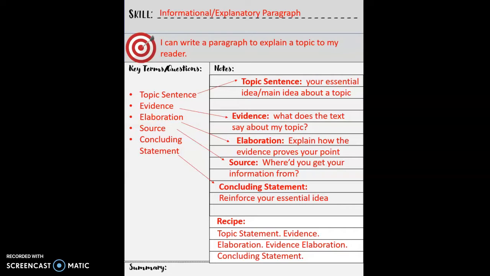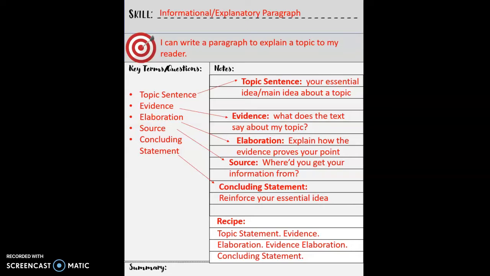Some key terms that you need to know is topic sentence. A topic sentence is your essential idea or your main idea about the topic. Evidence is what the text says about a topic. Elaboration is how you explain how your evidence proves the point that you're making. The source is where you get your information from. And your concluding statement is how you wrap up your paragraph. You reinforce your essential idea, or you restate your topic sentence, in other words.